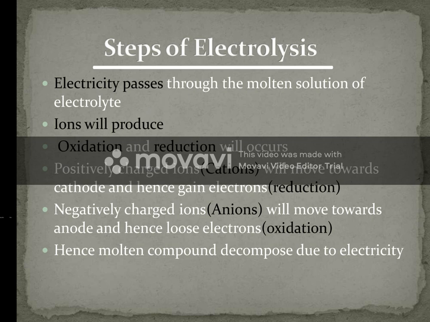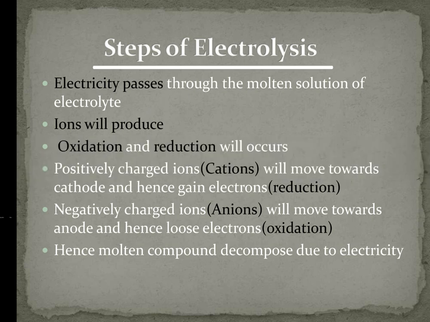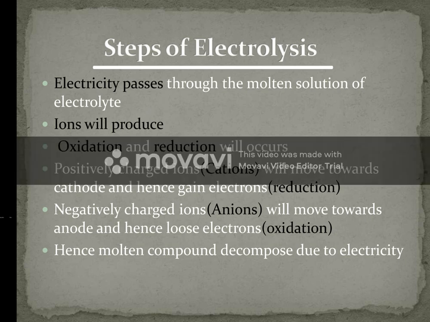On the other hand, negatively charged ions, or anions, will move towards the anode and hence they lose their electrons. Oxidation takes place. In the last step, molten compounds will decompose in the presence of electricity and hence they form a complete circuit, and current will flow.